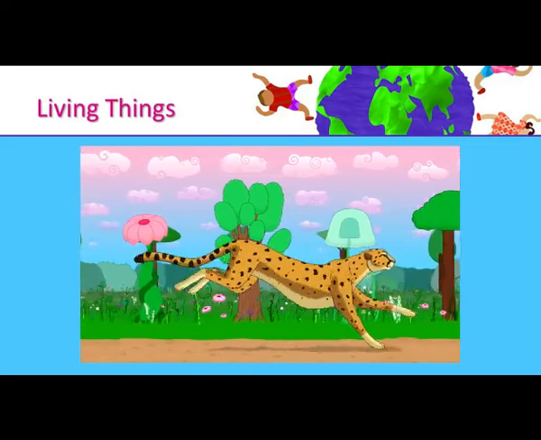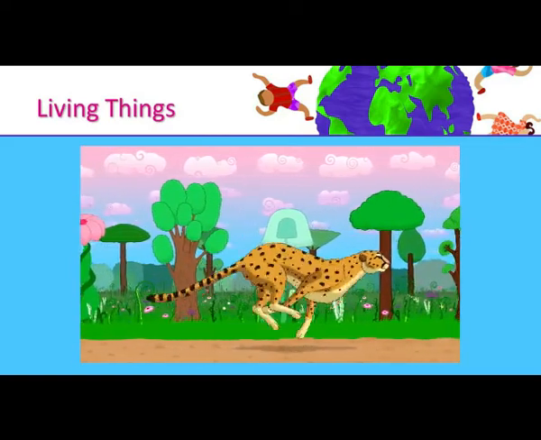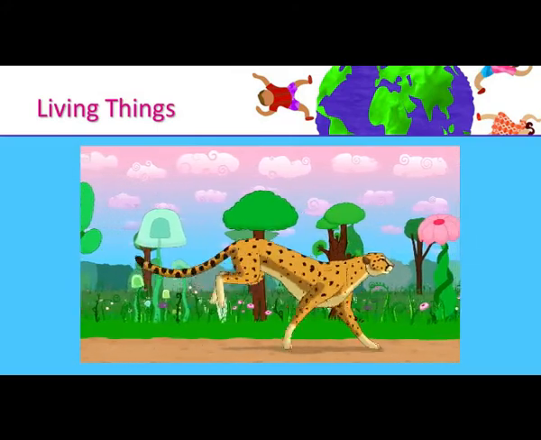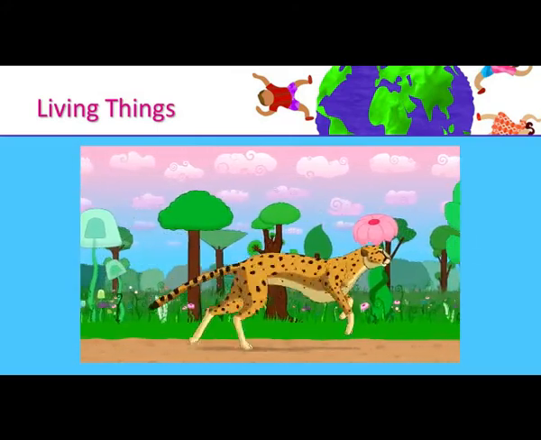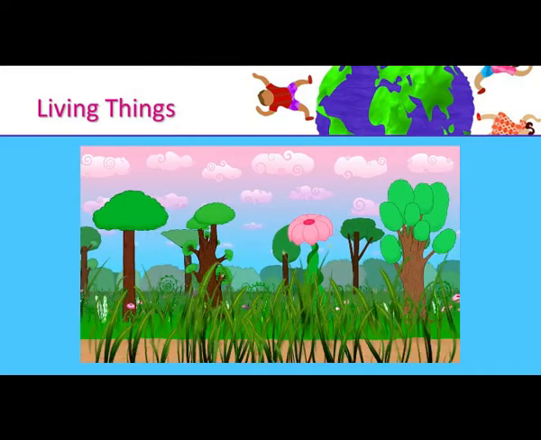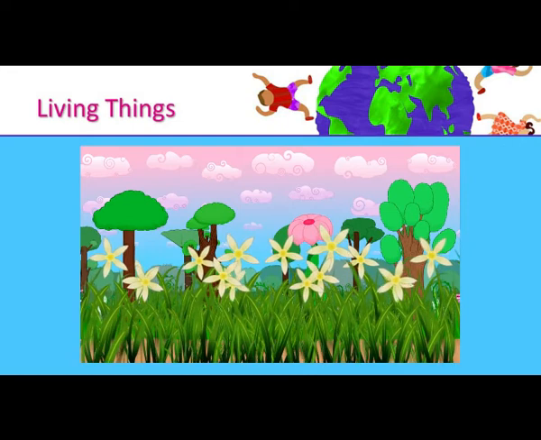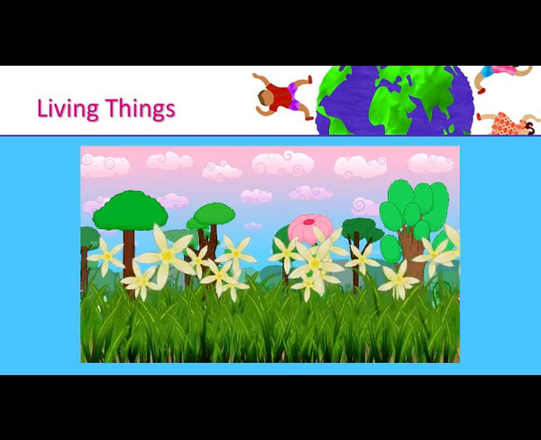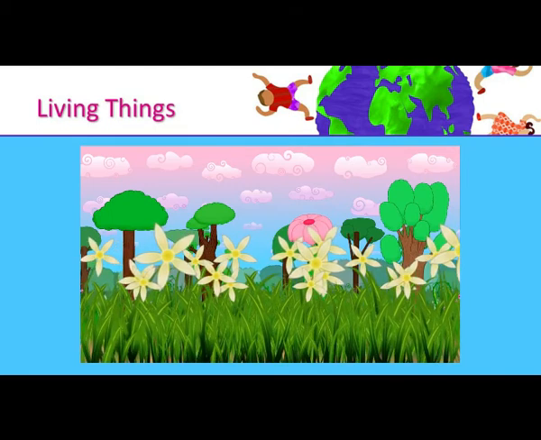A cheetah is a living thing. Show me how it goes. Run, run, run fast. A cheetah is a living thing. A flower is a living thing. Show me how it goes. Grow, grow, grow strong. A flower is a living thing.